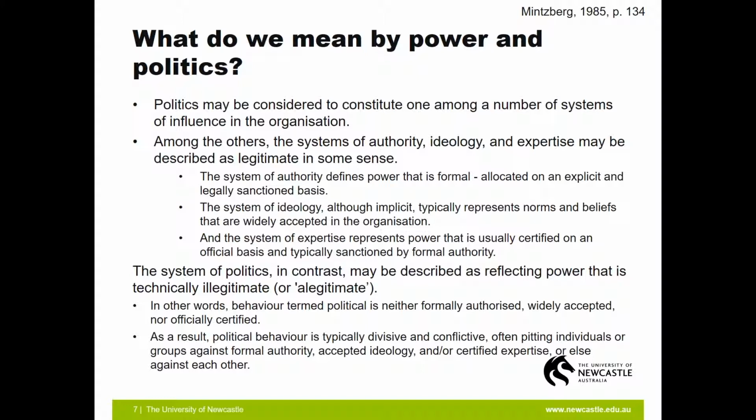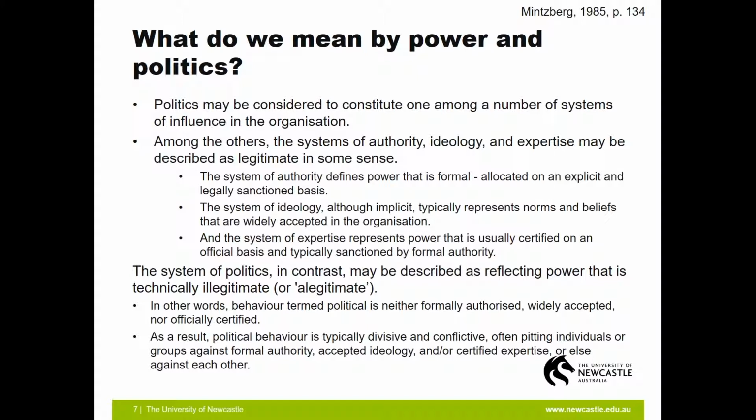We draw upon just a bit of it where we look at the different political games that people can play in organisations. And they're referenced a lot. So again, this is another super important paper. So politics can be considered, according to Mintzberg, as one among a number of systems of influence in an organisation. So he identifies a few systems of influence, or how things get done in organisations: authority, ideology, and expertise. He calls them legitimate in some sense, legitimate systems of getting things done in organisations.